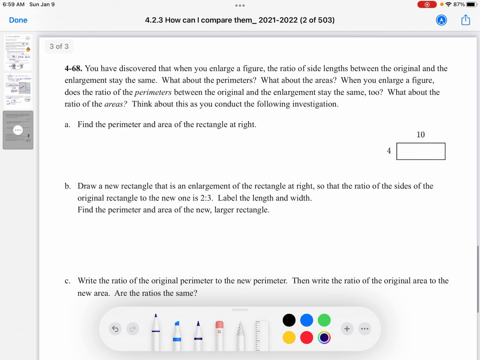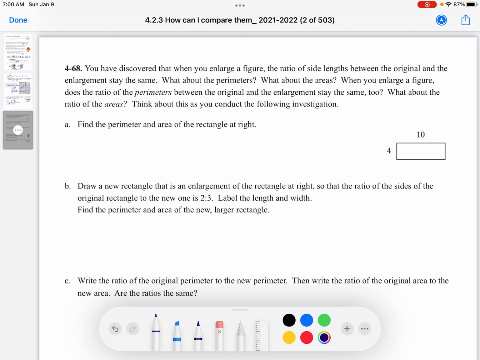You've discovered that when you enlarge a figure, the ratio of the side lengths between the original and enlargement stays the same. What about the perimeters? What about the areas? When you enlarge a figure, does the ratio of the perimeters between the original and enlargement stay the same too? What about the ratio of the areas? Think about this as you conduct the following investigation.